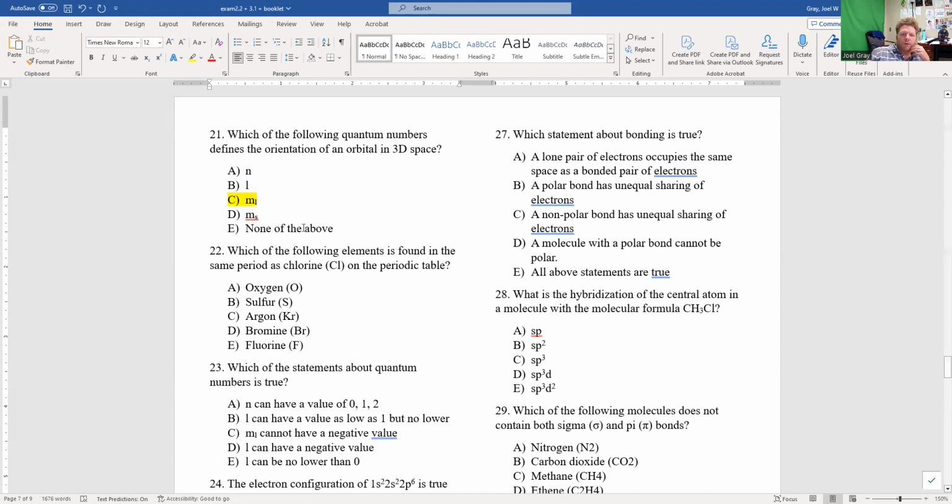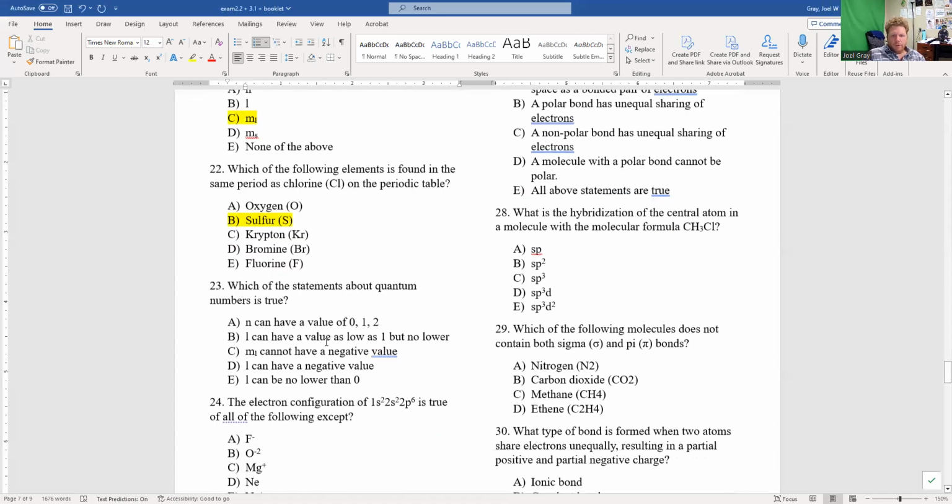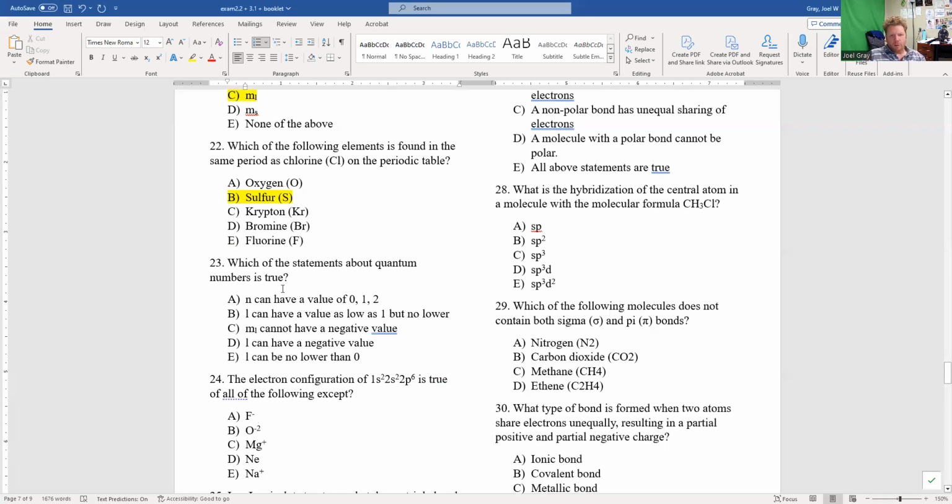Number 22, which of the following elements is found in the same period as chlorine on the periodic table? When we are talking about a period, we are talking about things being in the same row. A group is a column, and a row is a period. So oxygen and sulfur and krypton, bromine, and fluorine. Bromine and fluorine are in the same column, so they are in the same group. Sulfur, however, is the only one that's in the same period. So I'm going to highlight that.